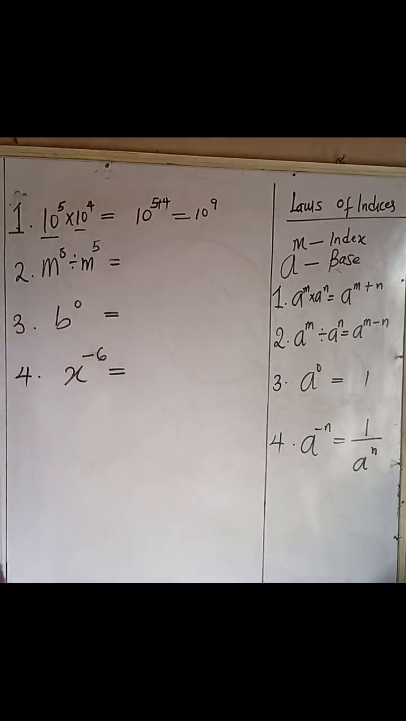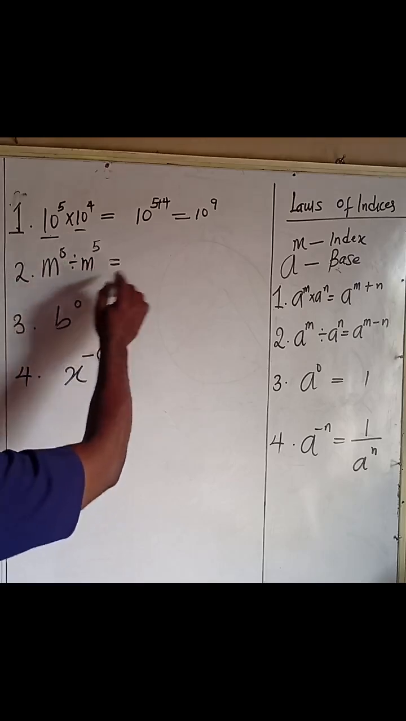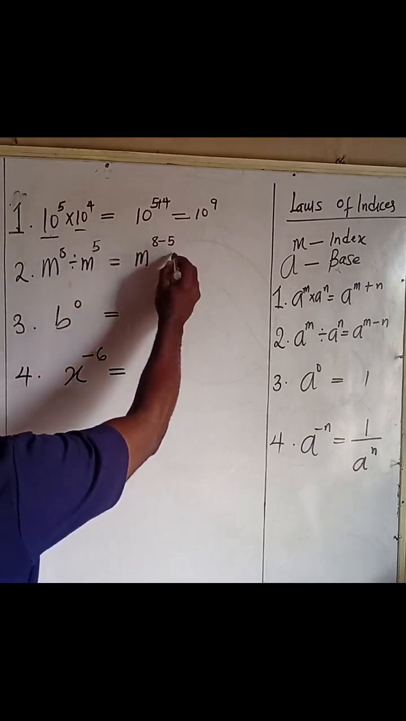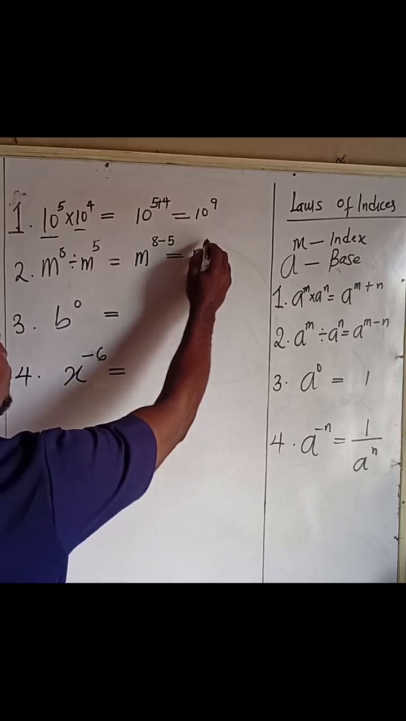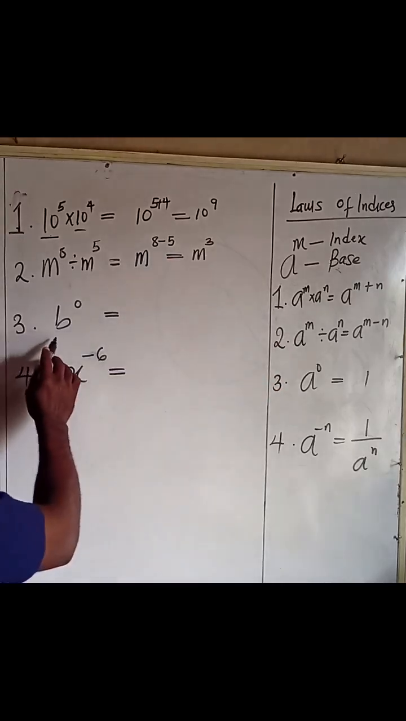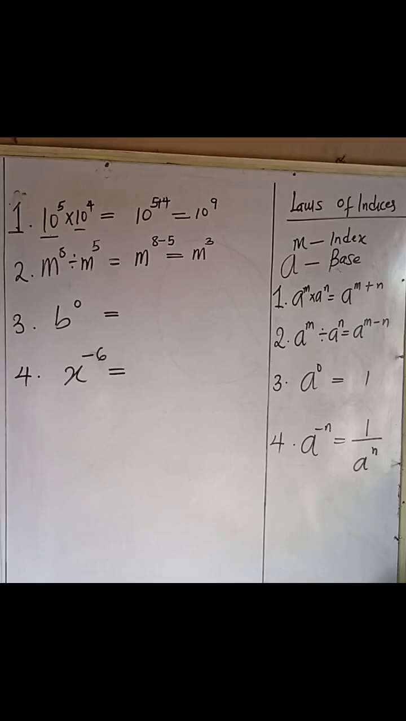Another law is this: m raised to power 8 divided by m raised to power 5. We have m to the power 8 minus 5, which is equal to m raised to power 3, which relates to the second law. The third says that if a number is raised to power 0, it surely gives us 1.